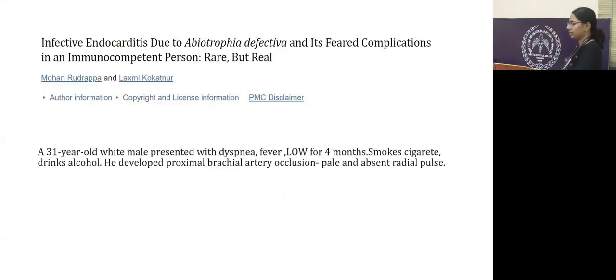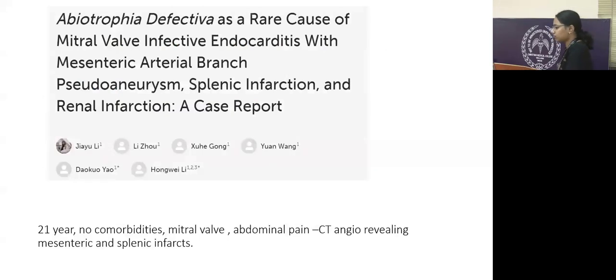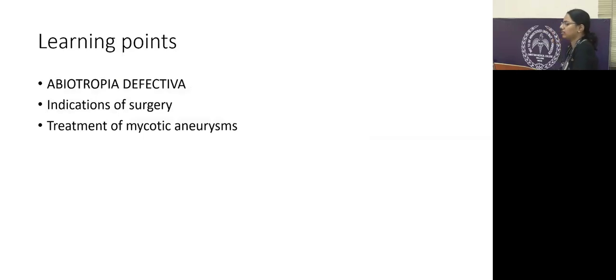These are two case studies on infective endocarditis due to Abiotrophia defectiva and its feared complications in a competent person. In this patient, who smoked and drank alcohol, during the course of admission he developed proximal brachial artery occlusion, and after vascular surgery intervention he improved. In the other patient, there was a mesenteric arterial branch pseudoaneurysm, splenic infarction, and renal infarction. The learning points are about Abiotrophia defectiva, the indications for surgery, and treatment for mycotic aneurysm.